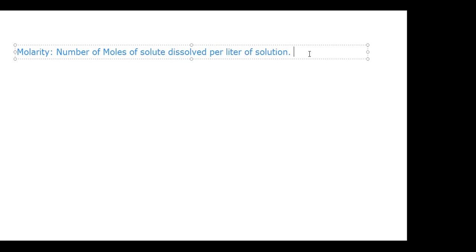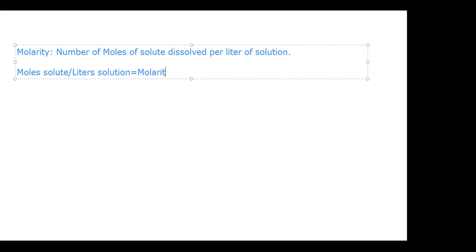And so we have a couple different ways that you can measure this. And the first one's going to be the one that we are more familiar with. This is going to be moles solute divided by liters solution will give you molarity. Okay, and we mark that down as a big M. All right, so molarity is a big M.